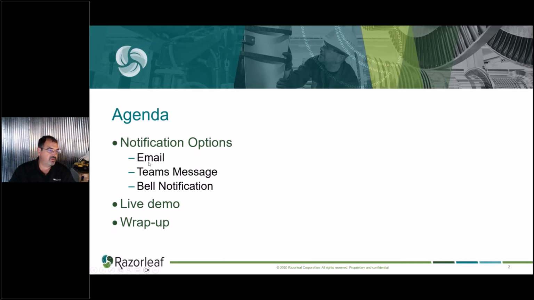So I'm going to be covering 3 different notification options. Email, which is probably everybody's most familiar and probably in place in your organization today. I'm going to be demonstrating the Teams message. And then something that doesn't get used very often in Aras is the bell notification in the upper right-hand corner.